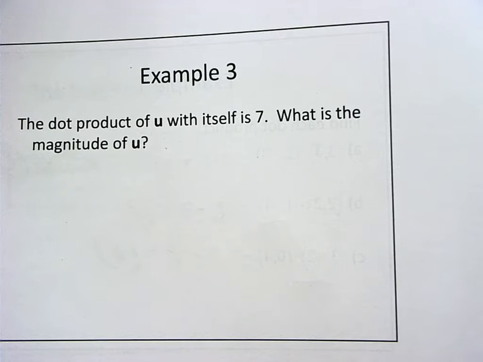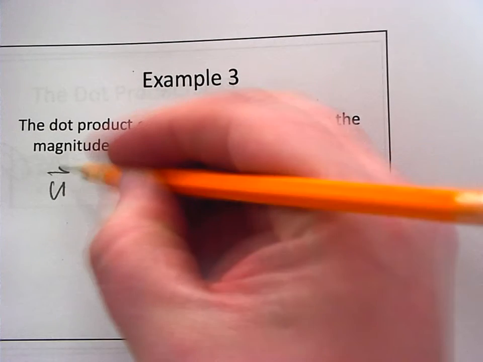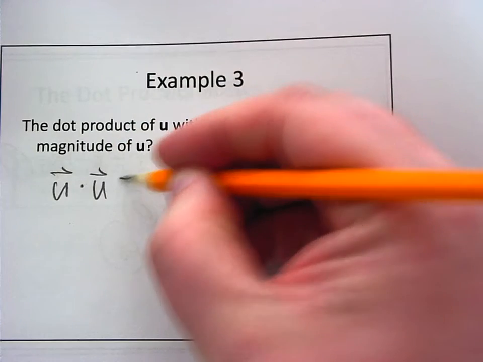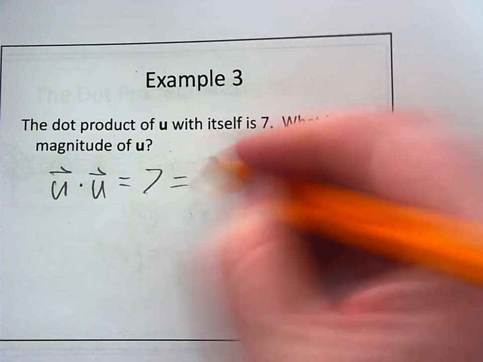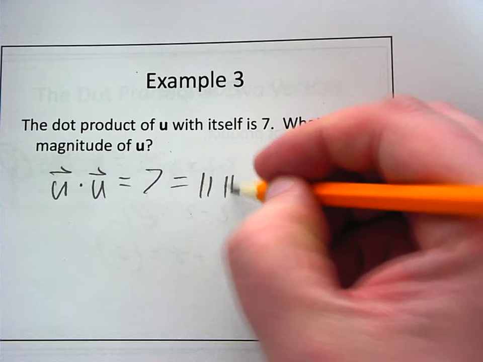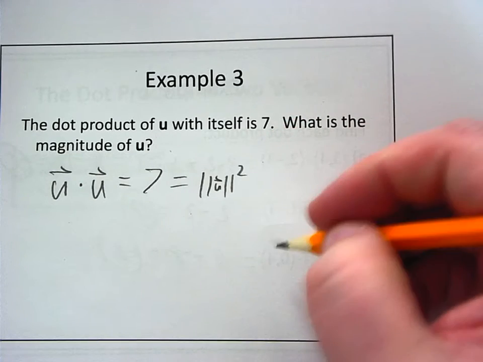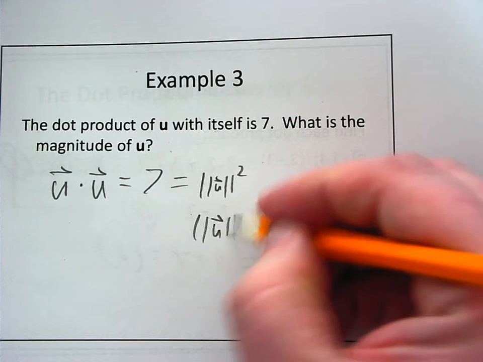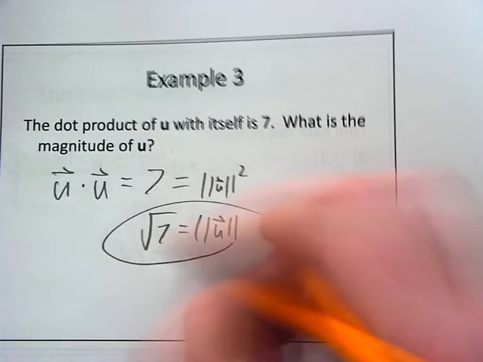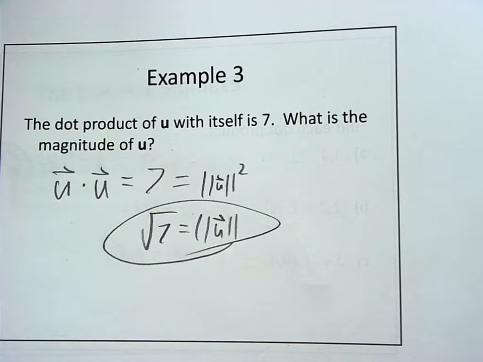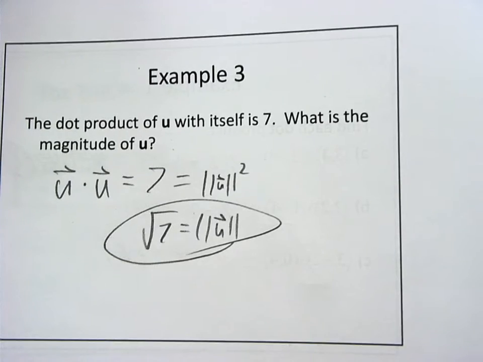Yeah, let's straighten out the properties. What this is saying is if I take u dotted with u, that equals 7. Well, u dotted with u is the magnitude of u squared. So that means the magnitude of u is just the square root of 7. I would just leave it as that. There's no reason to give the decimal, honestly. Okay.